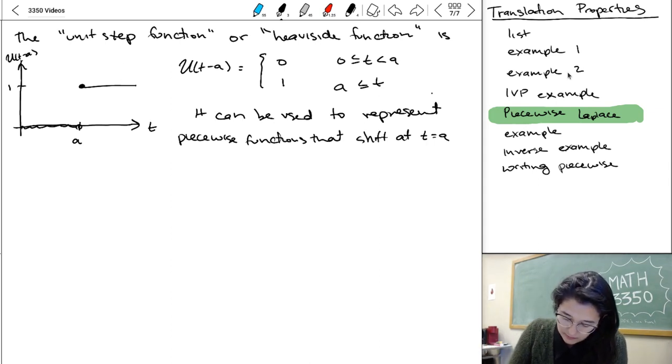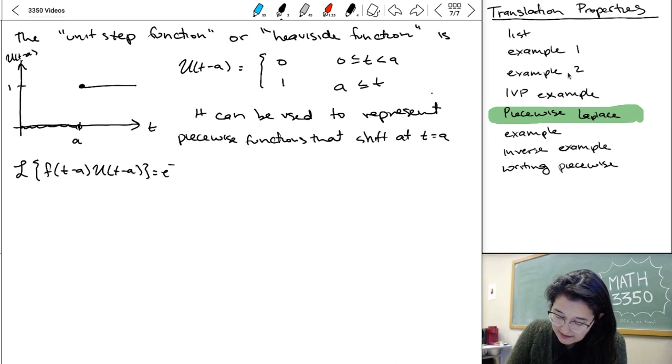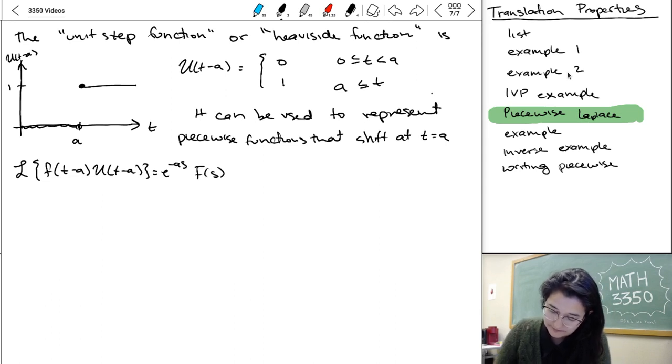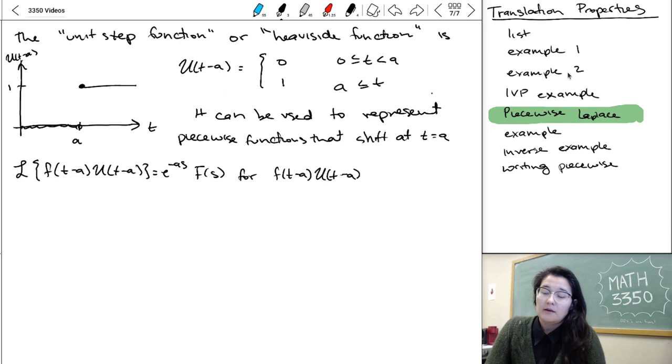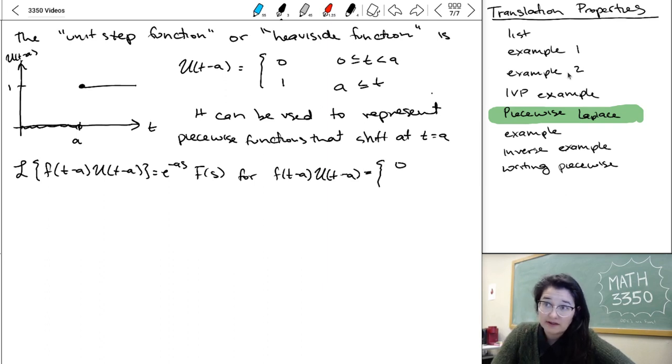We do that with this property that we put, L of f of t minus a, u of t minus a is going to be given by e to minus as F of s. And in this case, f of t minus a, u of t minus a, because u is 0 then 1, multiplying 0 by f would give us 0 still, for 0 less than or equal to t less than a. But then multiplying 1 by f just gives us that f of t minus a for any t bigger than a.